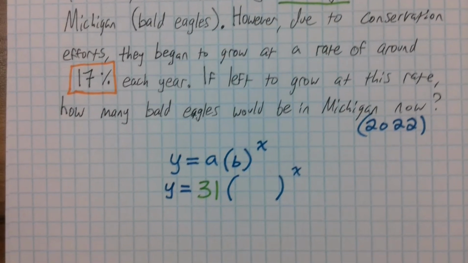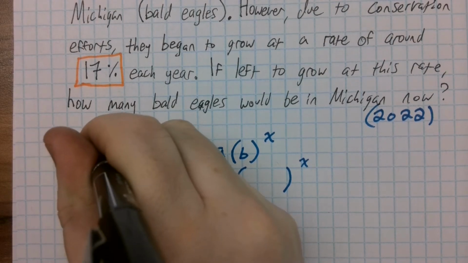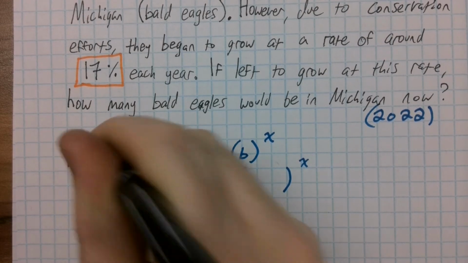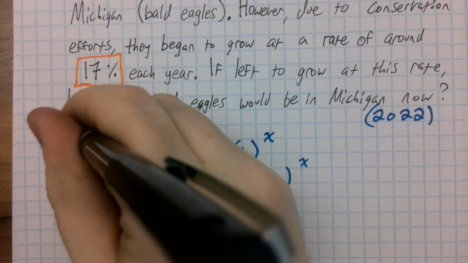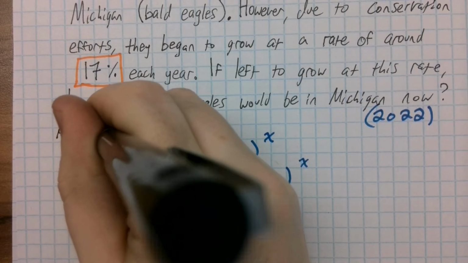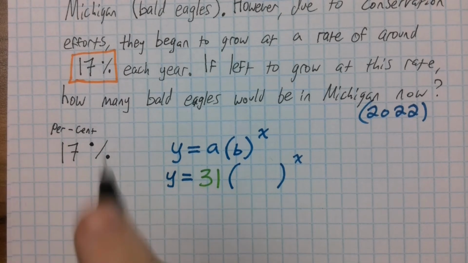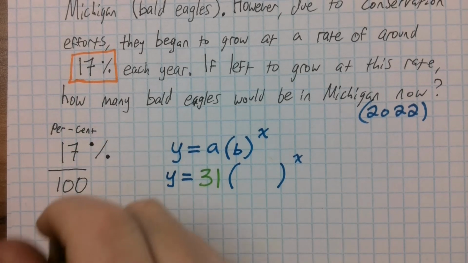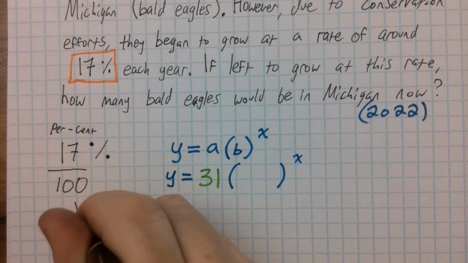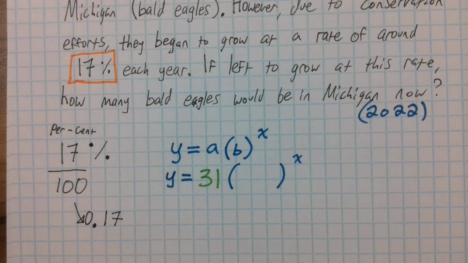And this is a skill that many people might have forgotten. To turn a percent into a decimal, there are two ways to do it. First off, percent means per 100. Cent means 100. So if we wanted to, we could divide 17 by 100 and get our answer. 17 divided by 100 is 0.17, and that is how we could represent it.